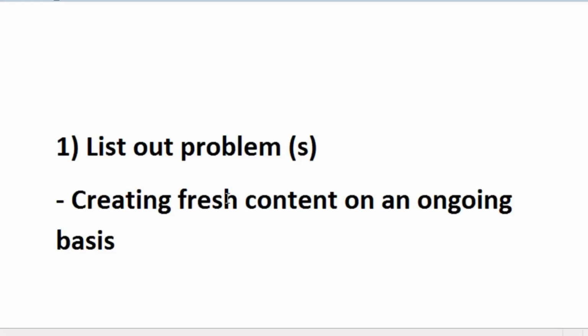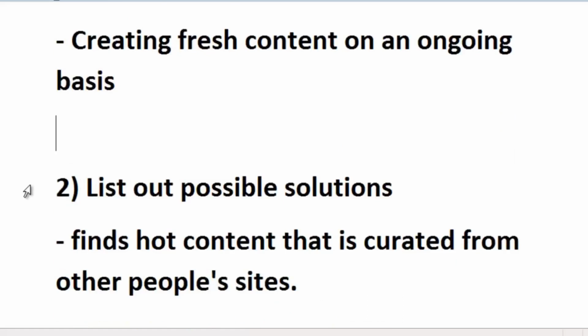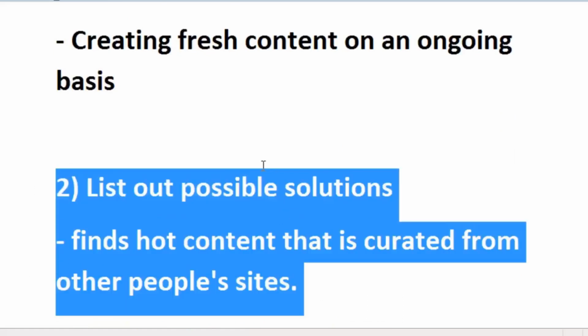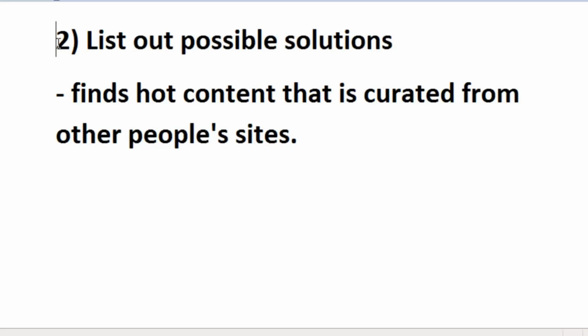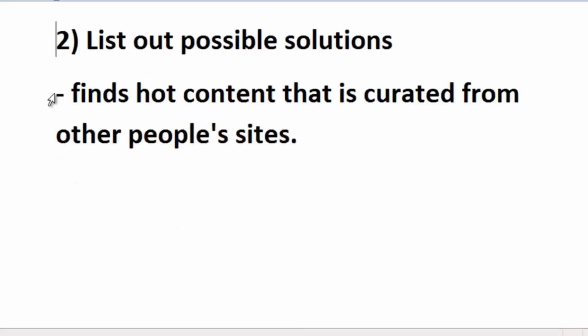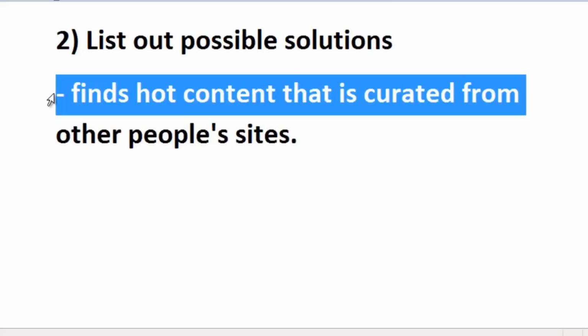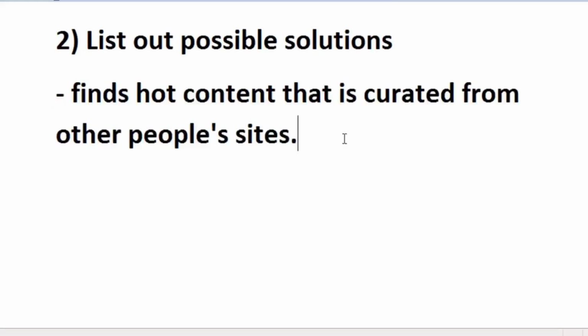Okay, so back to where we left off in the previous video. What we're going to do now is break down the list of possible solutions. We already figured out that the problem was creating fresh content on an ongoing basis. Now we're going to take the list of possible solutions right here, which is finds hot content that is curated from other people's sites and maybe places it on the WordPress post or the page. So let's write that down.